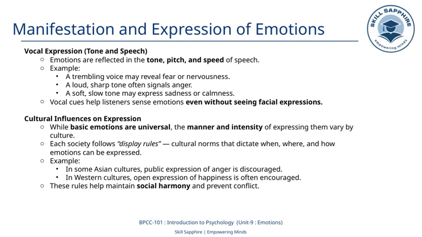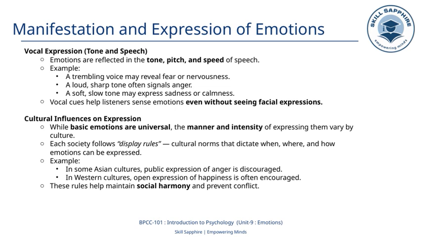While basic emotions like happiness, anger, or sadness are universal, the way we express them can vary significantly across cultures. Each society has what we call display rules, which are cultural norms about when, where, and how emotions should be expressed. For instance, in some Asian cultures, expressing anger openly in public is often discouraged to maintain harmony. On the other hand, in Western cultures, people are generally encouraged to openly show happiness and enthusiasm.